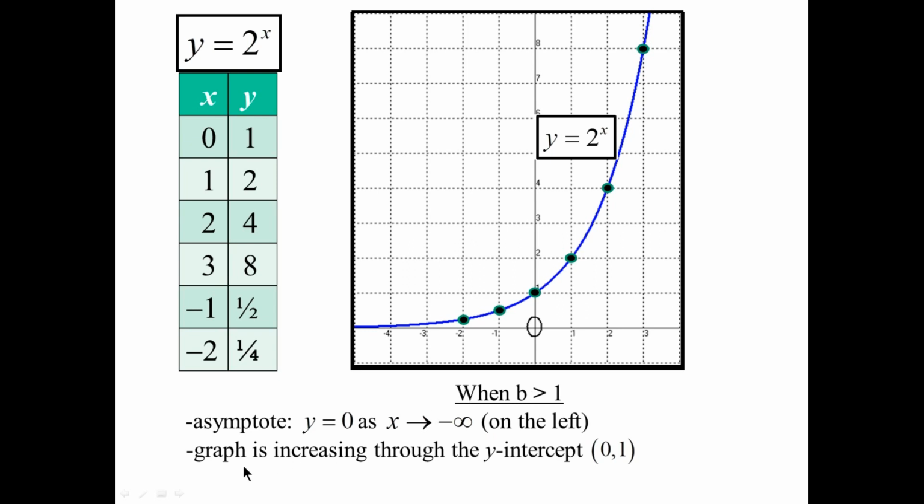So if b is greater than 1, we have a graph that is increasing, and through the y-intercept 0, 1. Well, anything to the 0 is 1, so whether the base is greater than 1 or less than 1, anything to the 0 is 1. In fact, that is the grand meeting place of all the parent functions that are exponential functions. So the graph is increasing through the y-intercept at 0, 1. There it is right there.